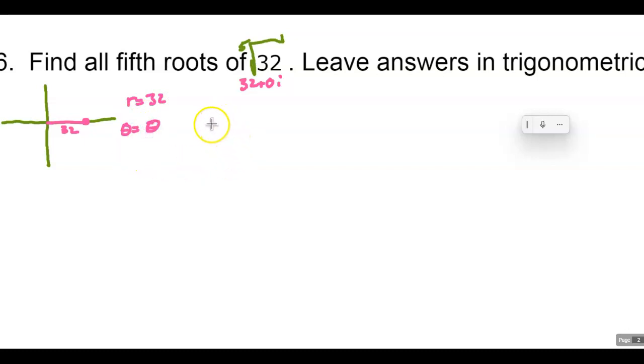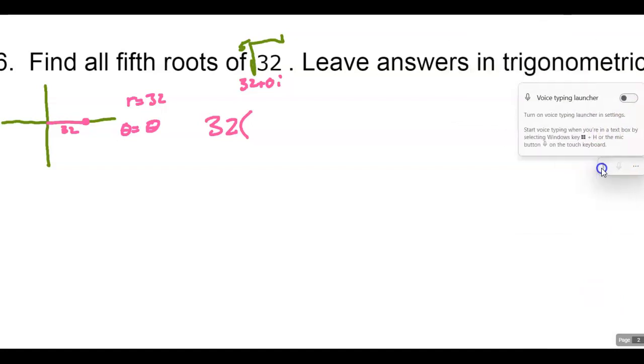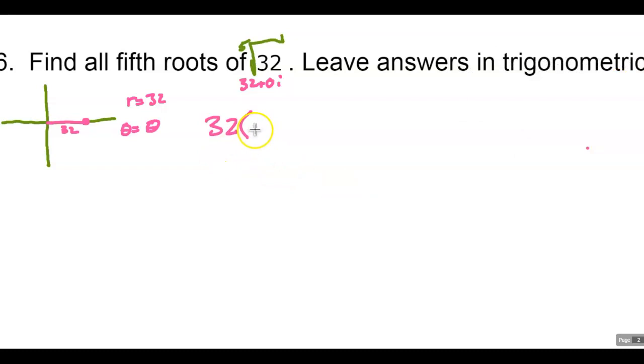There we go. So we have 32. This out of there. Go away. Brother. There we go. And we have cosine of 0, plus I sine 0. And this is going to be raised to the 1/5.